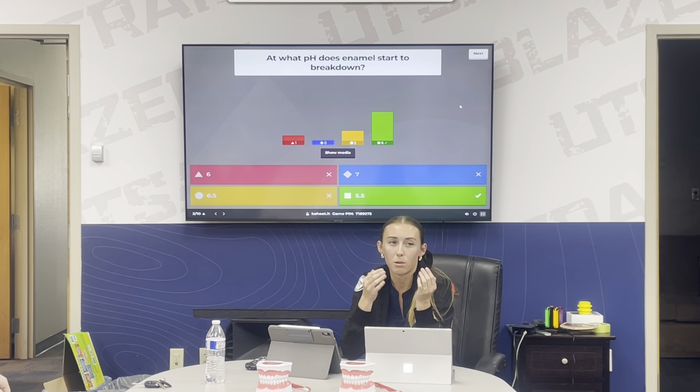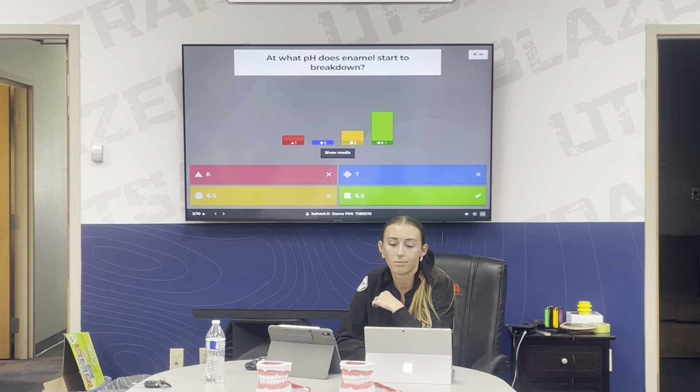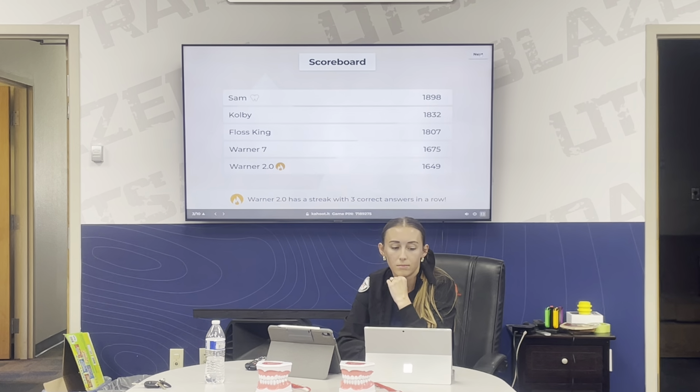But like we talked about receding gums earlier, when our gums recede, it exposes the root surface, which is a softer material, and it can be more susceptible to getting a cavity. Sam, you're staying on top.